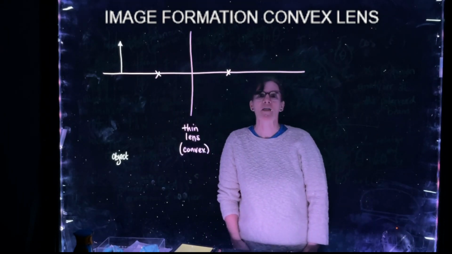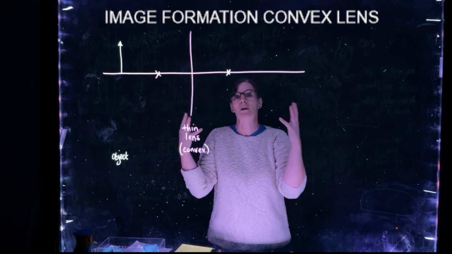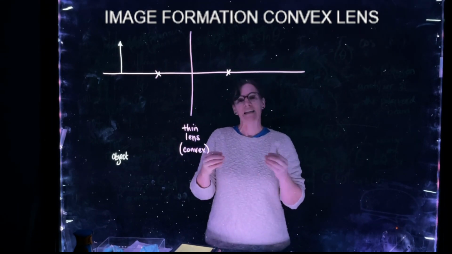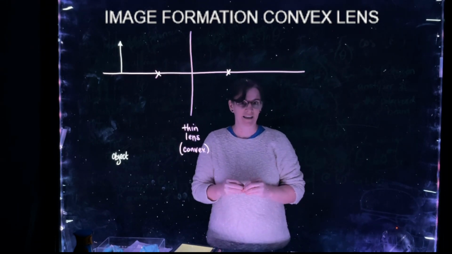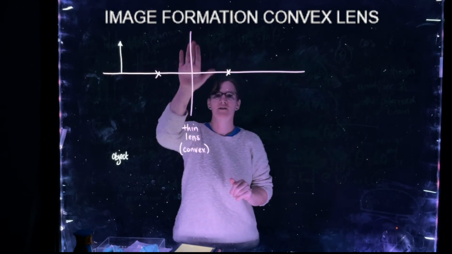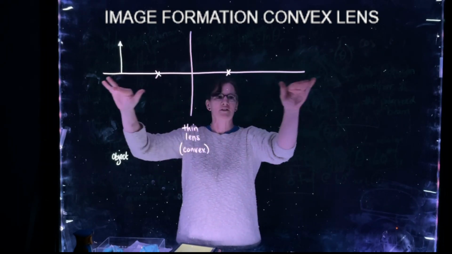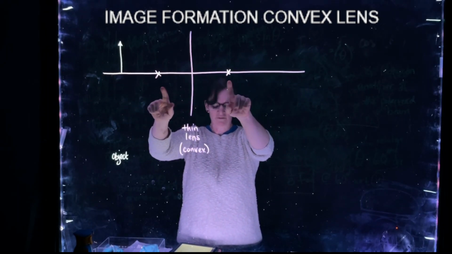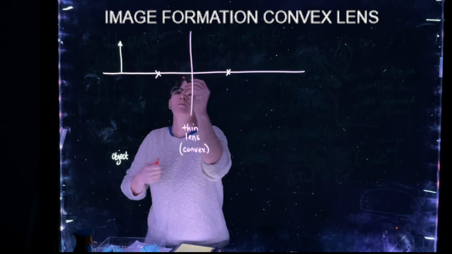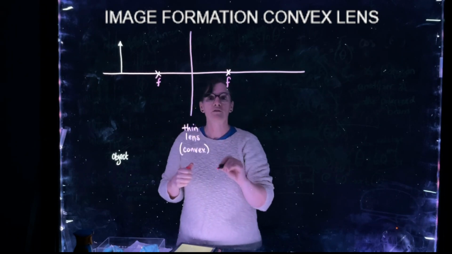All right, so this mini lecture is going to look at the conceptual, or ray tracing, way of getting an image with a thin lens, a convex lens specifically. So I have drawn up on the board our representation of the midpoint of that convex lens. Here's the optical axis, and I've identified both of these focal points. This is the near focal point, and of course here's our far focal point.